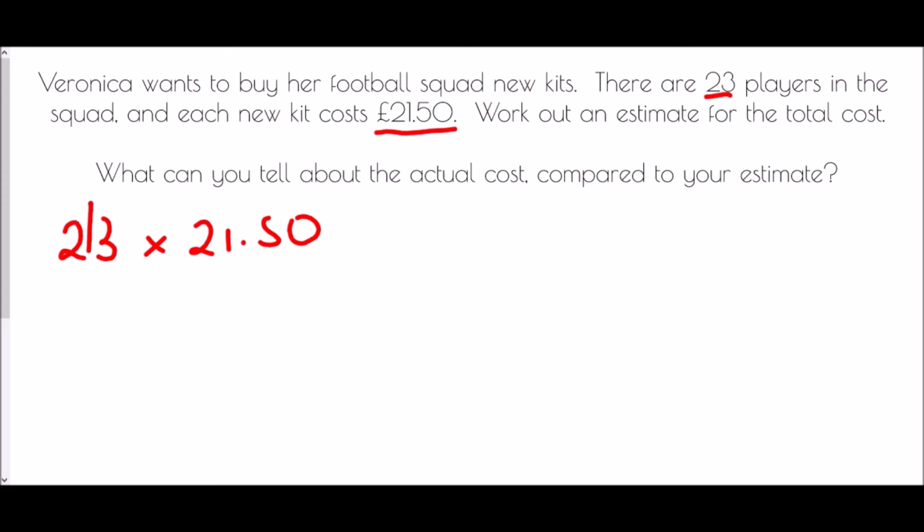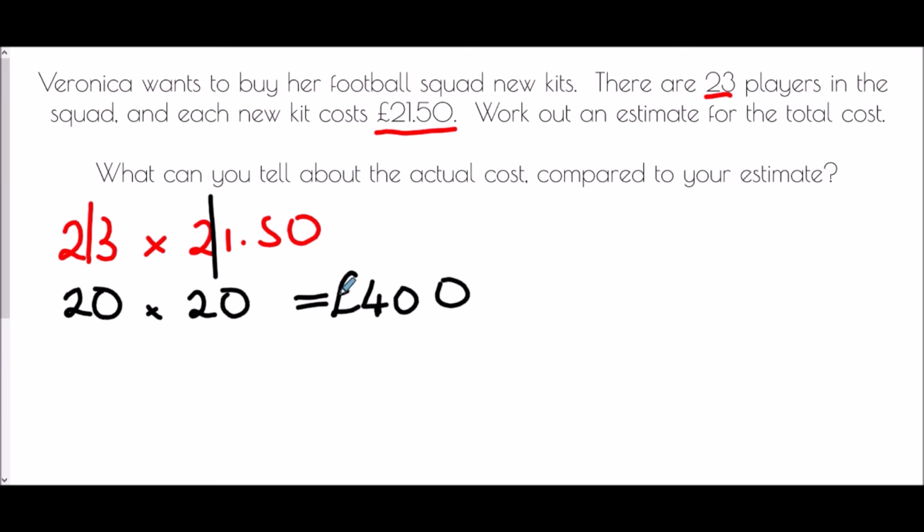And if we round them, the 23, well, that is going to become 20. And the 21.5, well, that's going to round after the 2. That's going to become 20 as well. And so 20 times 20 is 400. And so that is suggesting that an estimate for the total cost is going to be £400.